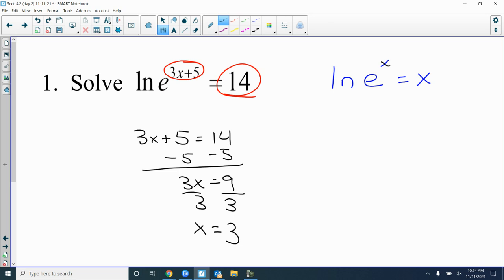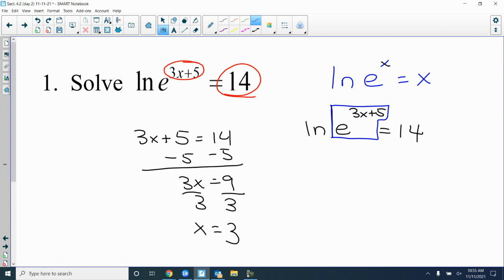All right, now let me also talk about that just for one more second. Natural log of e to the 3x plus 5 equals 14. If you get stuck, brain freeze, you can't think of it, how do you convert this to exponential form? Now, here's one thing you've got to be careful of. That e is not your base. That is what you're taking the natural log of. So how do I convert that to exponential form?